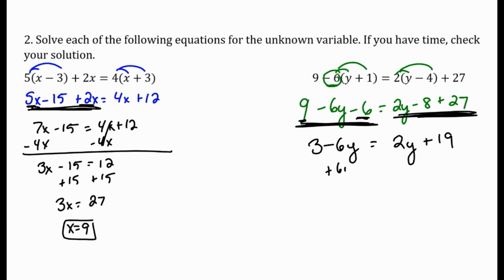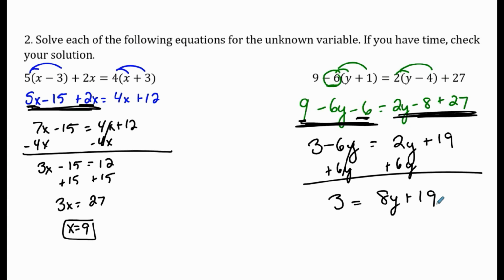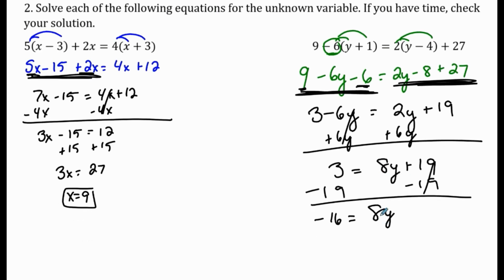Let's add 6y to both sides. Again, I have lots of choices at that step I just made right there, but I chose to add 6y to both sides. Well, how do I solve for y? I'm going to subtract 19. I want to isolate that variable. Think of those inverse operations at this point. And then I have 8 times y. How do I undo multiplication? Division. Correct. Negative 2 equals y.